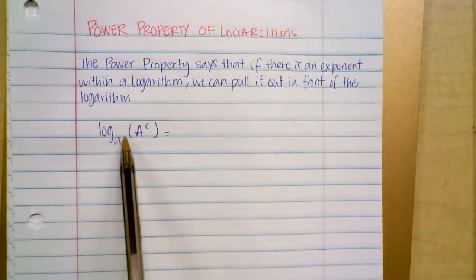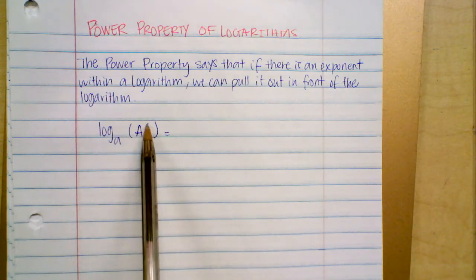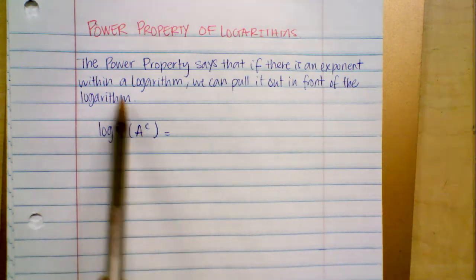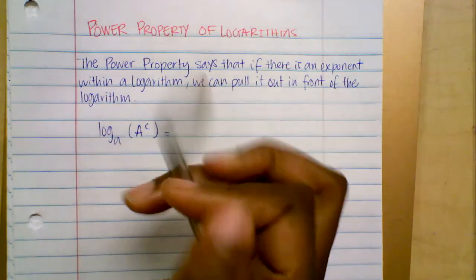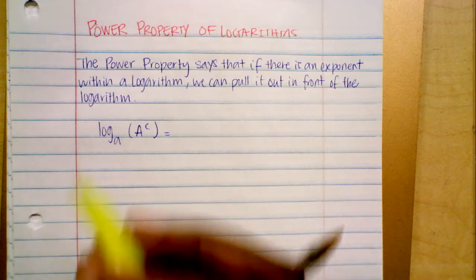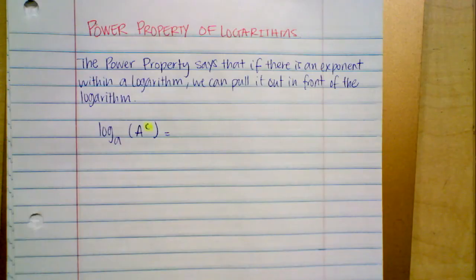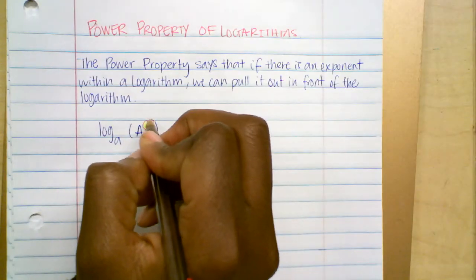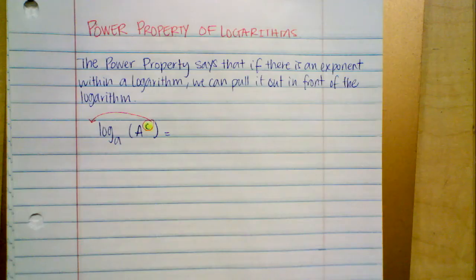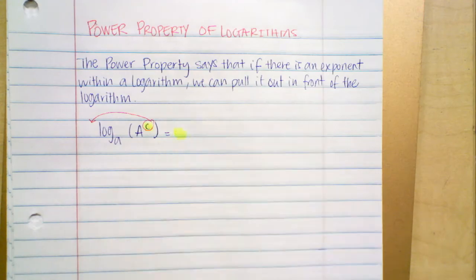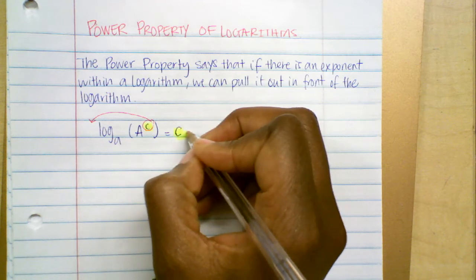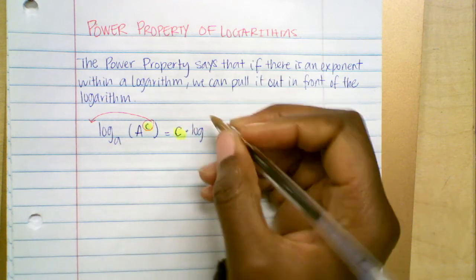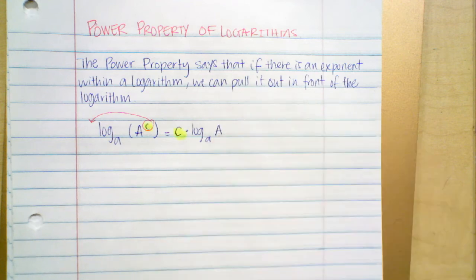So you have a log, and within the log, you have an exponent, okay? We can pull it out in front of a logarithm. So basically, when you can see the exponent, you take that exponent and you pull it in front of the log. If you do that, the new expression will be C times log base A of uppercase A, so now the exponent becomes a factor.